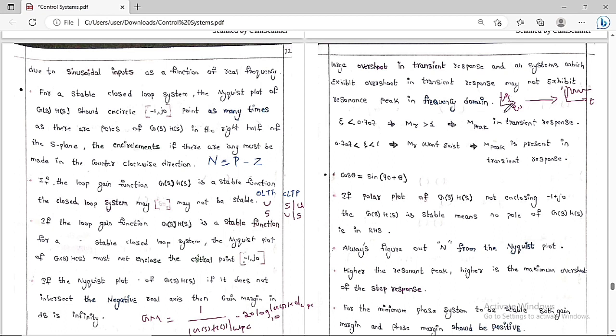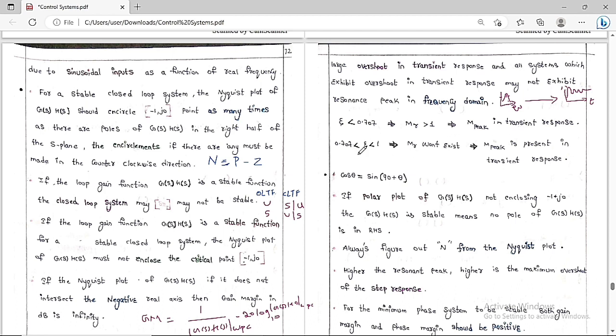So this one, let me explain in some detail. Suppose if zeta is lesser than 0.707, then I can say the resonant peak value is greater than 1, whereas the peak overshoot in the transient response you are also going to get. Whereas whenever the zeta value lies from 0.707 to 1, then the resonant peak won't exist, but the peak overshoot is present in the transient response. So what I am trying to tell you: whenever the zeta value is less than 0.707, then there is a resonant peak. There is also peak overshoot in the transient response.